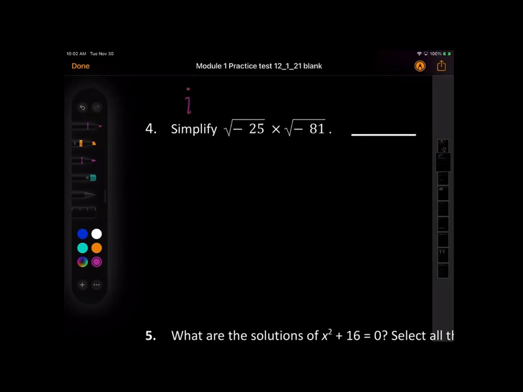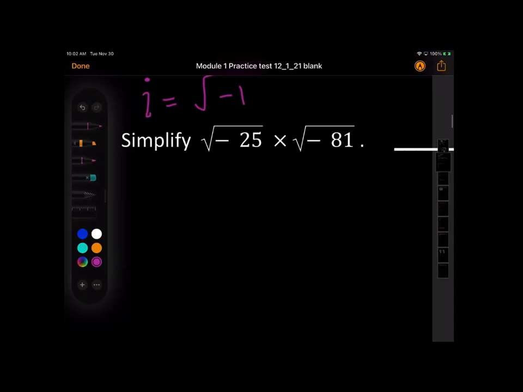Now, this is a big idea. That's my fancy I here. I is the square root of -1. I is equal to the square root of -1. So the square root of -25, the factors are -1 times 5 times 5. Don't be confused, that is a multiplication sign. And like I said, you're kind of evaluating these two separately. -1 times 9 times 9.